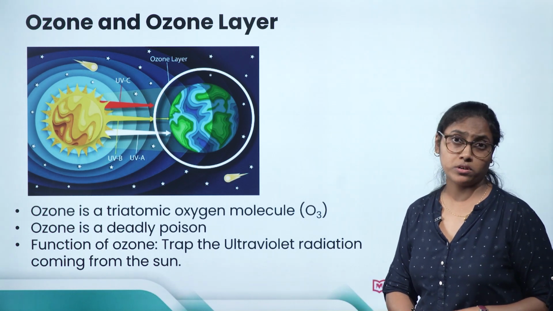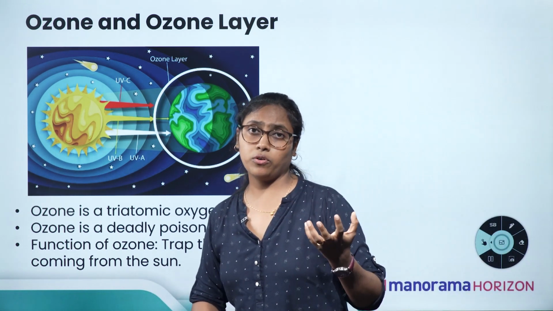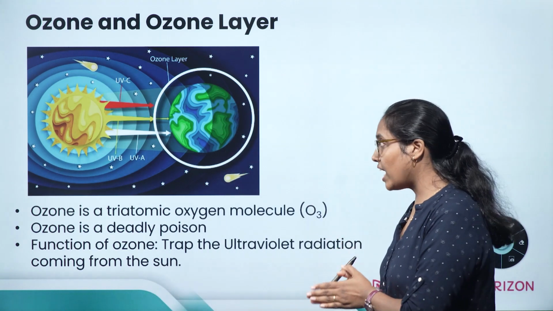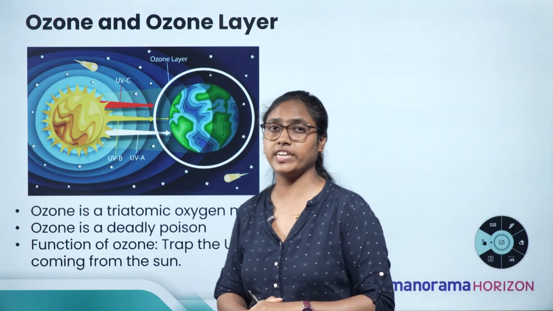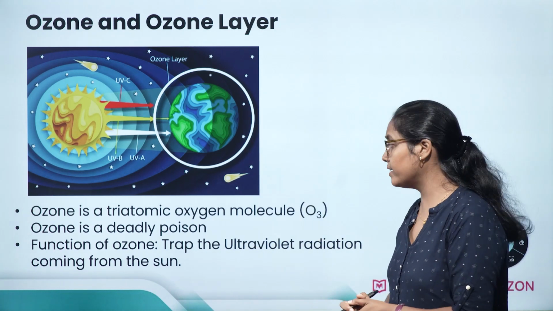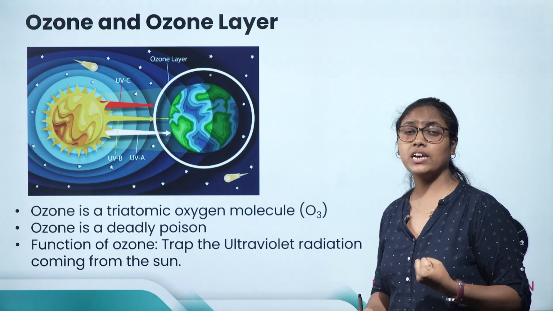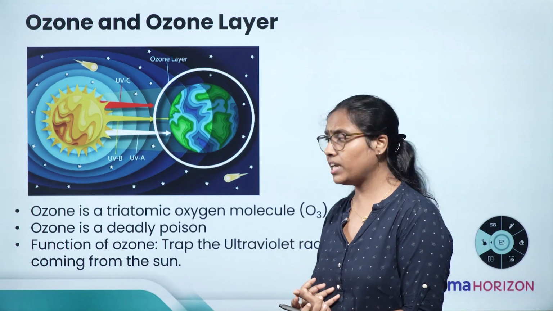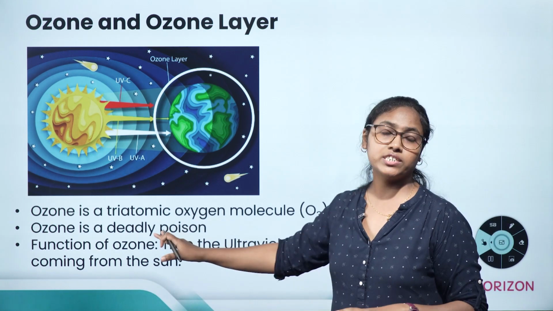Now what is the function of ozone? The function of ozone is to trap the harmful radiation coming from the sun, which is mostly ultraviolet radiation. These ultraviolet radiations are trapped by the ozone present in the ozone layer, which lies in the second atmospheric layer, the stratosphere. This layer is very important because it helps to trap the harmful ultraviolet rays. If ultraviolet rays fall on the earth's surface or on the human body, they can cause skin cancer and many other problems in plants as well as animals. So these ultraviolet rays have to be prevented from coming inside the earth's atmosphere, and that function is done by ozone.